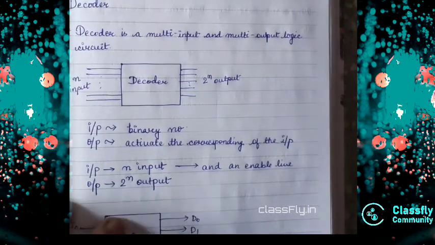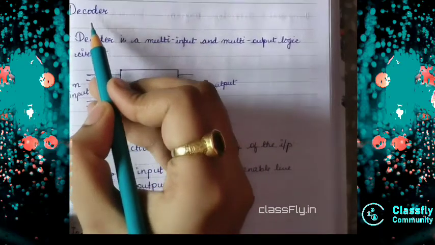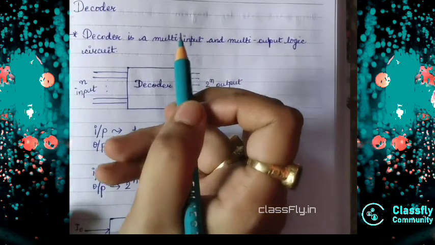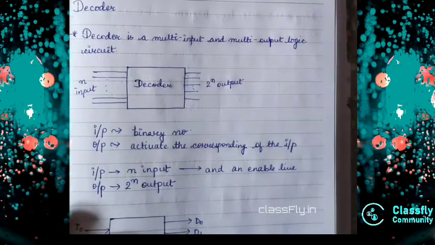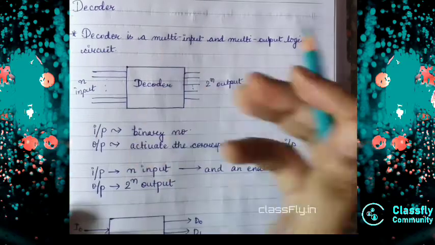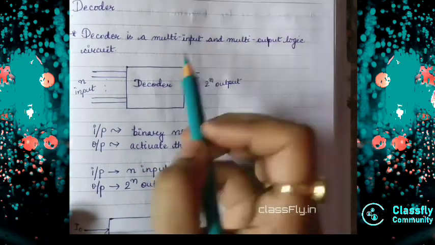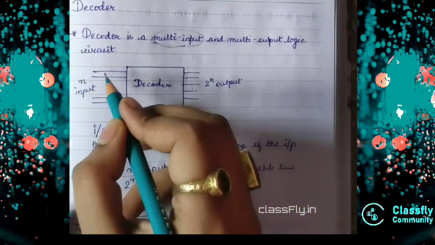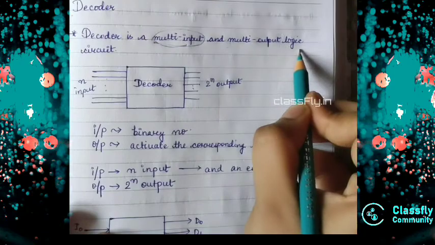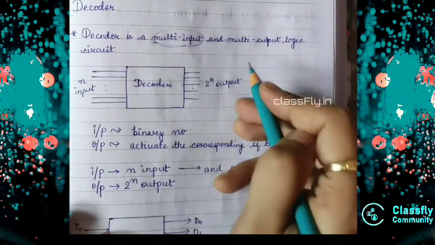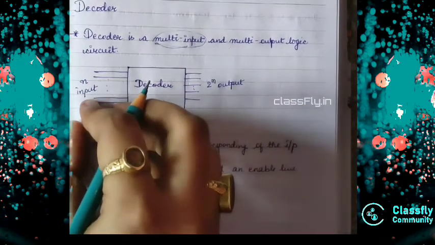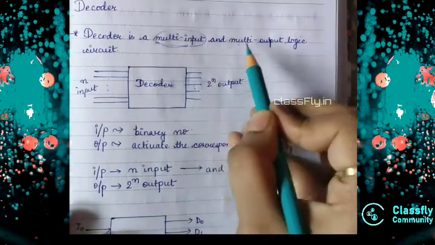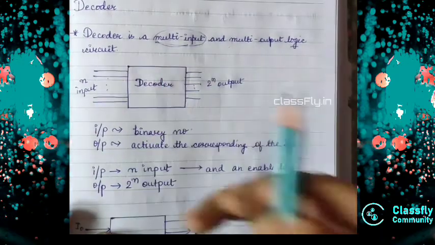So today we will deal with the topic Decoder. From the word we can simply understand what its function is. It will decode anything. The main part of a decoder is that it is multi-input: if we give a lot of inputs, it will also give us a lot of outputs. That means a decoder is a multi-input and multi-output logic circuit.